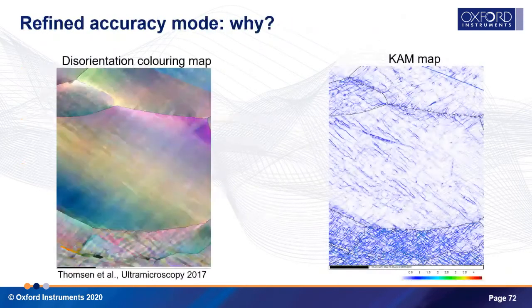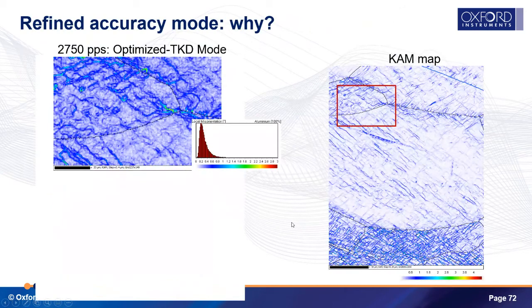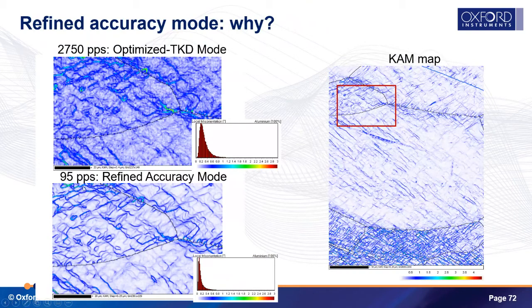So if we look at using refined accuracy, here we've got a very highly deformed aluminium alloy on the left, if I remember correctly, and here we can see the kernel average misorientation map, where we can see all of these strain networks. And if we look at one of the regular indexing modes, TKD mode, nearly 3,000 measurements a second, but if we use the refined accuracy mode, the iterative indexing, it goes that much slower, but the quality of the data is phenomenal. We can see all of these strain fields.